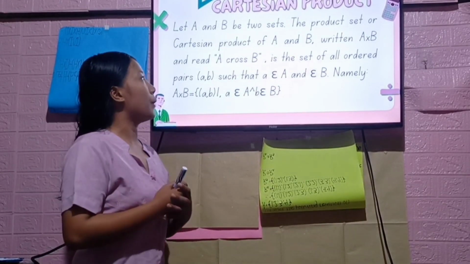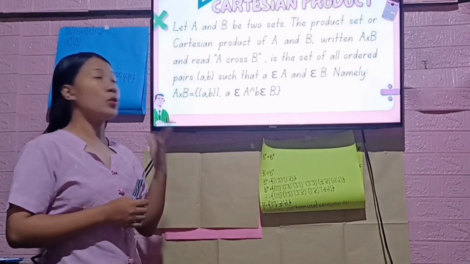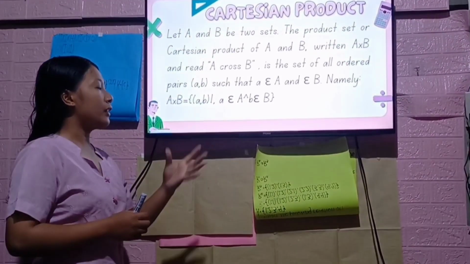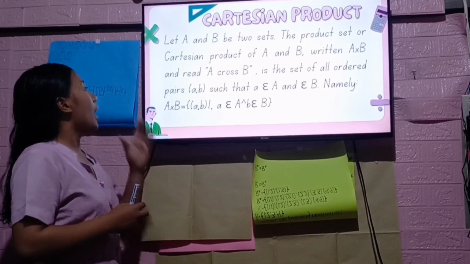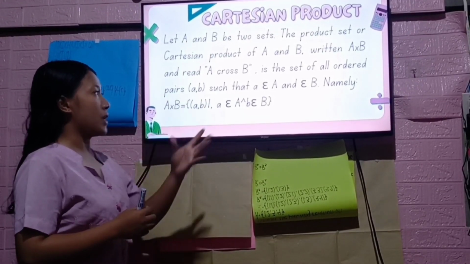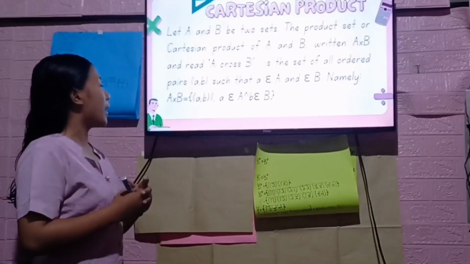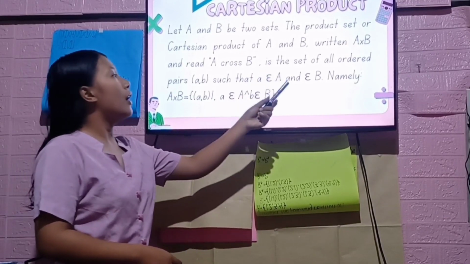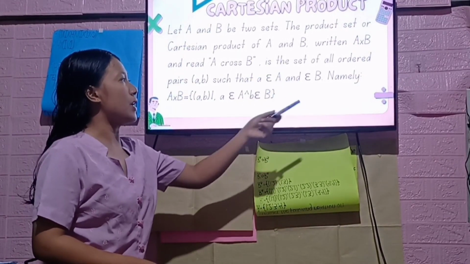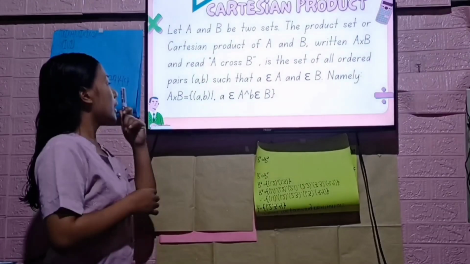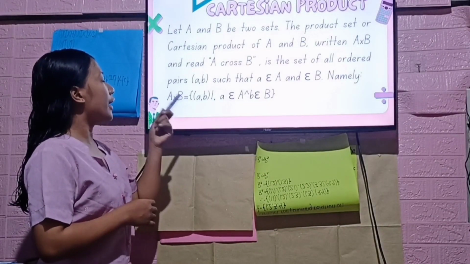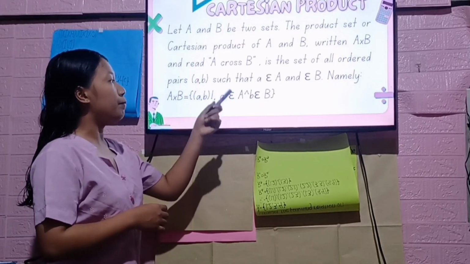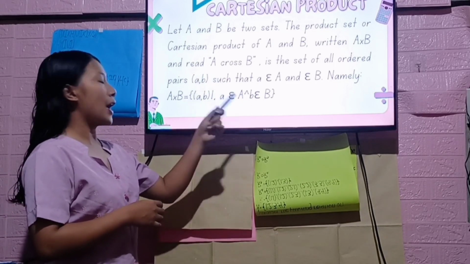So we have the Cartesian product. Let A and B be two sets. The product set or Cartesian product of A and B, written A cross B and read as A cross B, is the set of all ordered pairs (a, b) such that a is an element of set A and b is an element of set B. Namely, A cross B is a set of ordered pairs (a, b) such that a is an element of set A and b is an element of set B.